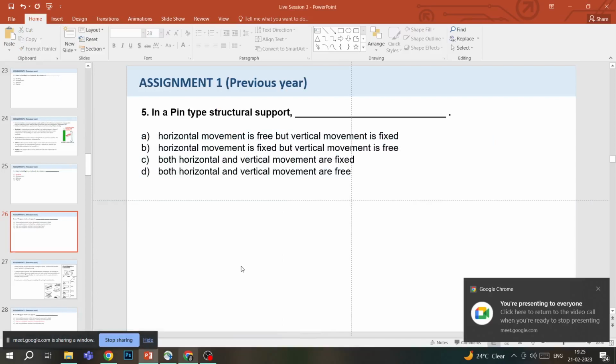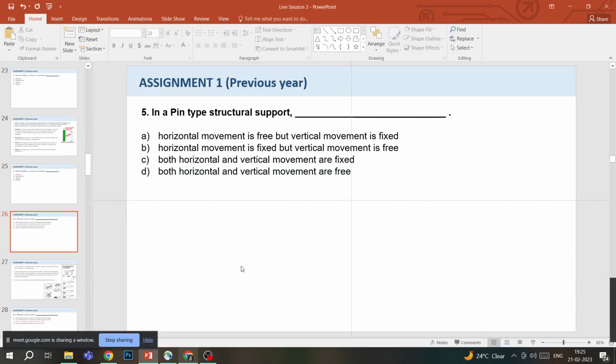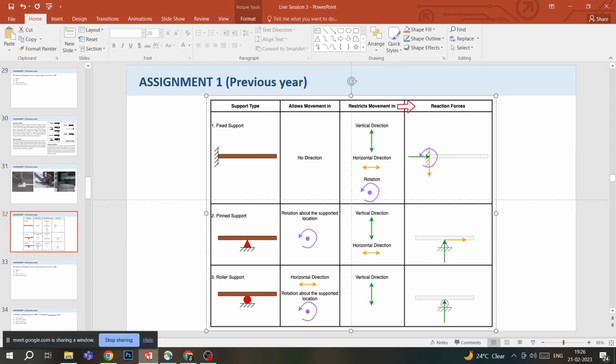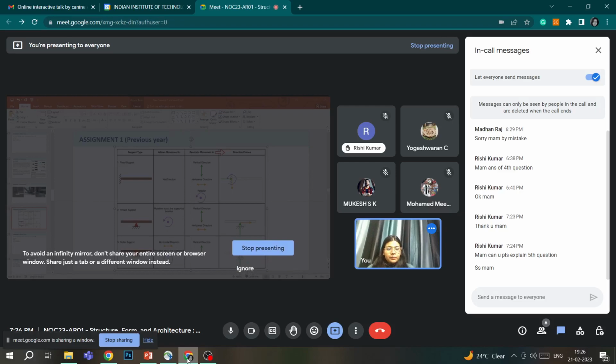In a pin type structural support, the question was asking what is free and what is not free regarding horizontal movement. To explain it easier, I will go to that table that I showed. So in pin type support, the structure cannot move horizontally and the structure cannot move vertically. So these are two different kinds of structural members and they're joined together with the help of a pin. So it's called pin type of support. It cannot move horizontally, it cannot go vertically. It can, however, rotate. So this is a pin type structure.